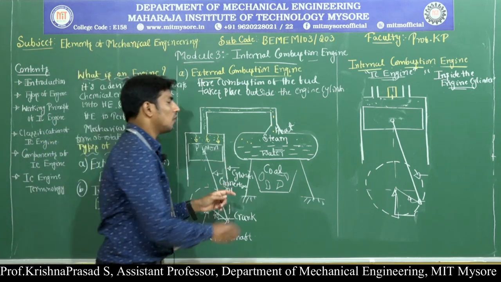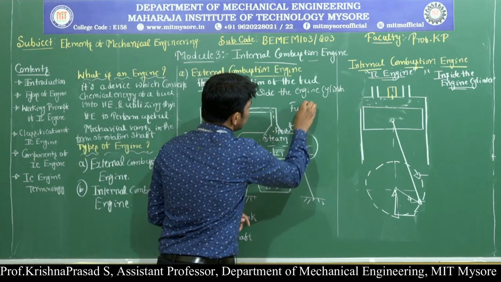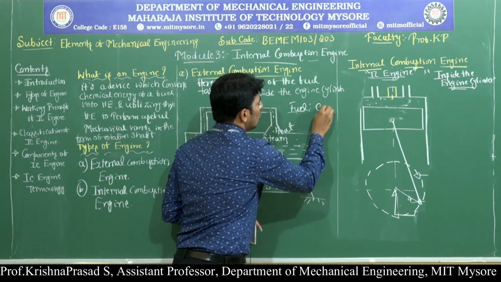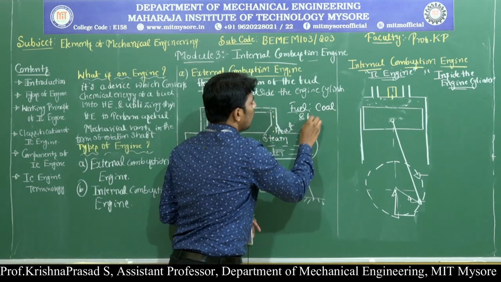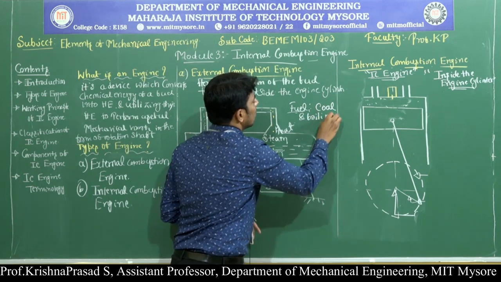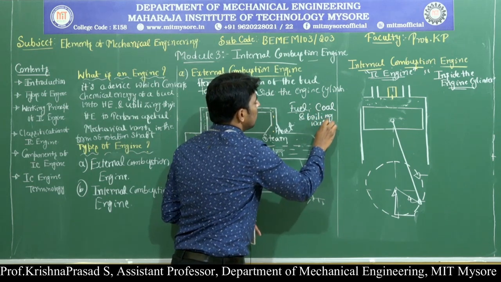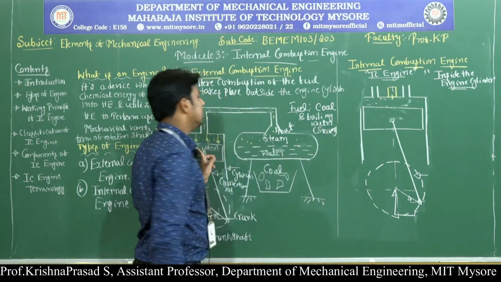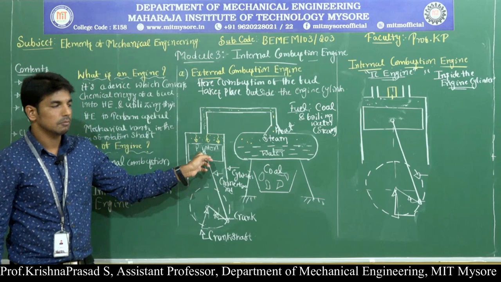Okay, so here what is the fuel? The fuel used in the external combustion engine is called coal, as well as the boiling of water. The coal and the boiling of water develop the steam. This is called the fuel in case of the external combustion engine.